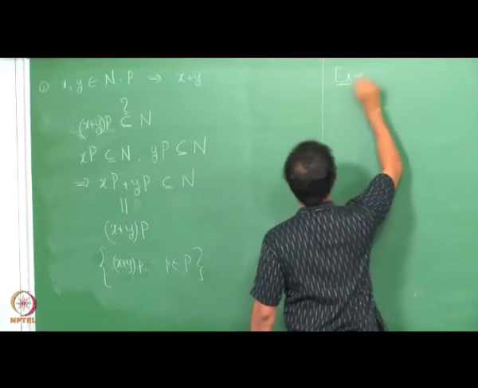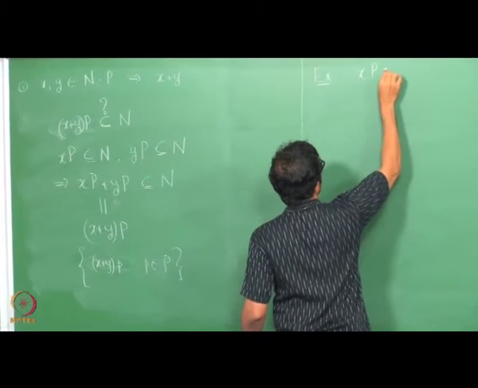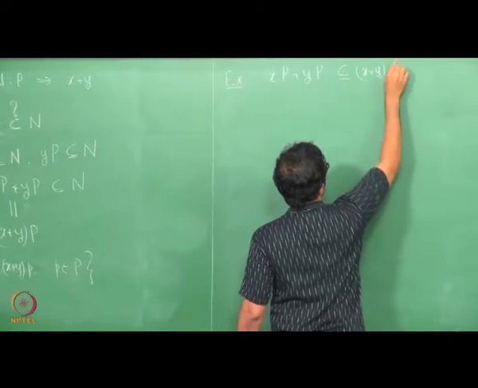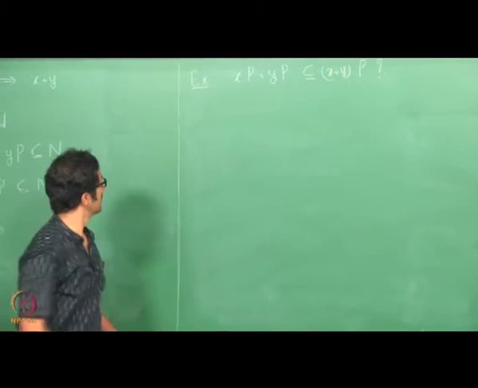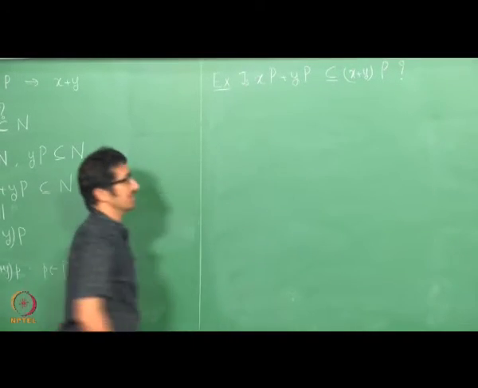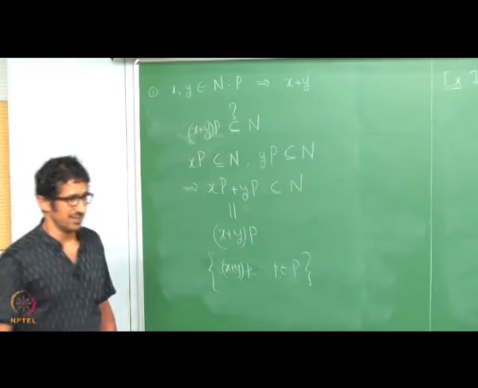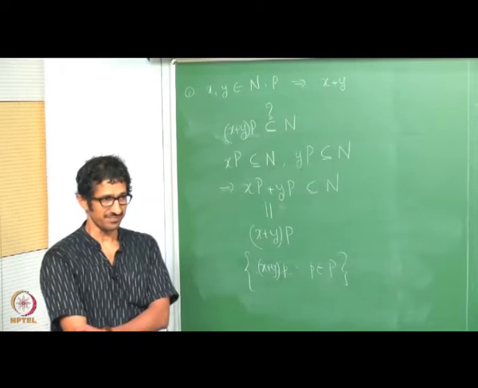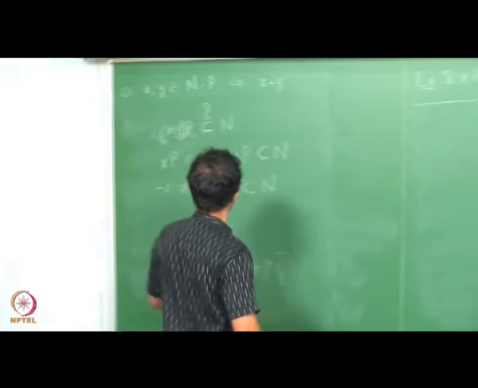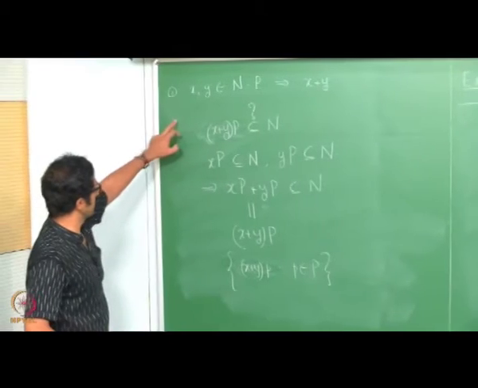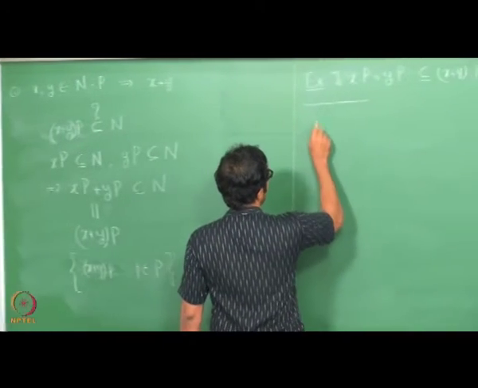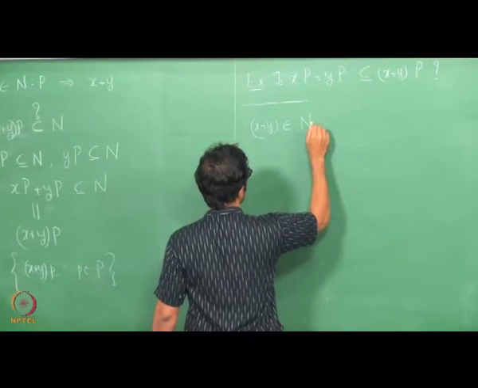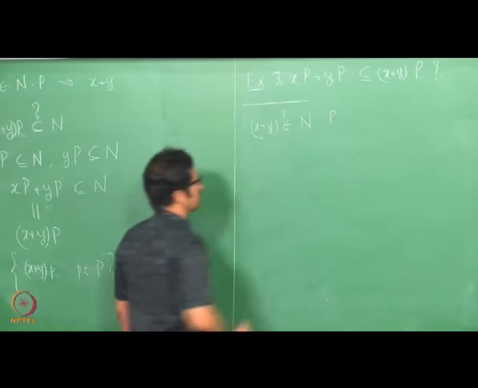There are a few things that you should convince yourself of: is (x plus y)p contained in xp plus yp? Okay, but we are not really bothered about that. See, what is it that we need to prove? We need to prove that if x and y are in n colon p, then x plus y belongs to n colon p.